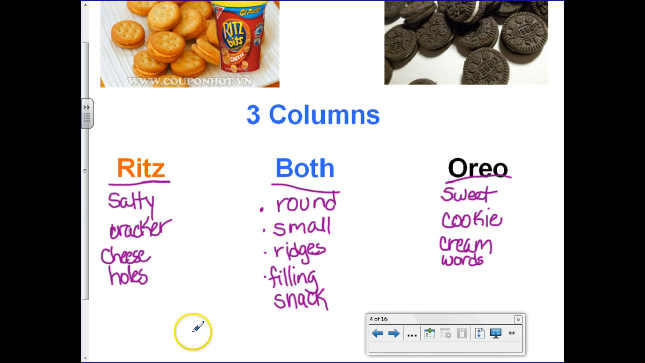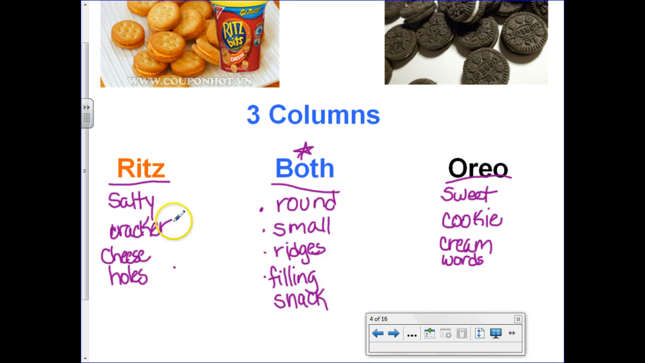Alright, here's what I've come up with and generated, and maybe you have some similar things, maybe you have some additional things, but let's just take a look. For example, in the both category, things that they share in common, this is what I came up with. They're both round, they're both small. On the edges there are ridges. If you notice here in the Ritz Bits and on the Oreo, there seem to be kind of little ridges on the edge. They each have some sort of filling, and they each are probably used as some sort of snack type of treat or food.